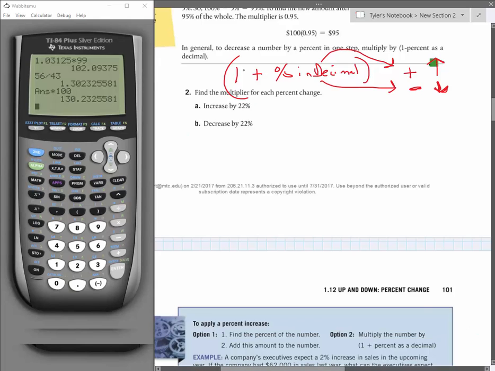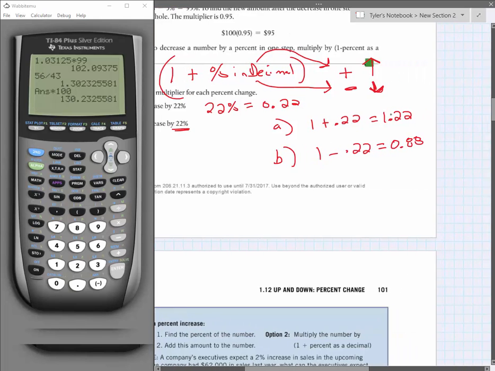So for 2a, if I'm increasing by 22%, the first thing is that 22% is equal to 0.22 in decimal form. For part A, if I'm increasing, to find the multiplier I would take 1 plus 0.22, which is 1.22. For part B, we have the same number, but notice it's decreased. So if I'm decreasing, I would take 1 minus 0.22, which gives me 0.88. These are known as my multipliers.